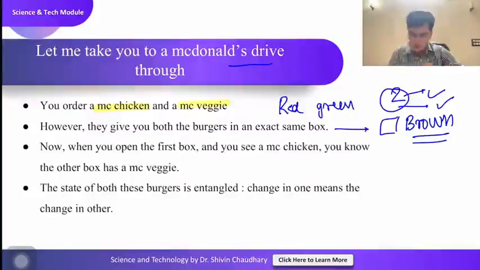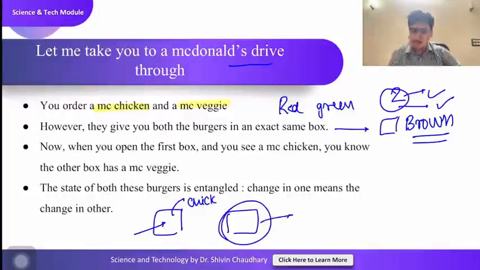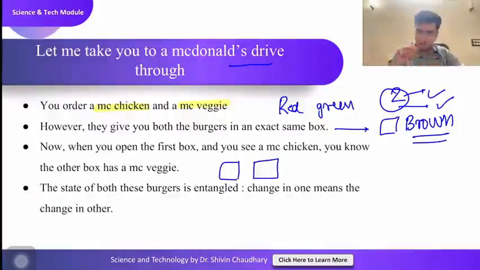But you know that this is one, this is two, one has McChicken, one has McVeggie. If I open the first box and I see that there is a McChicken inside, then I can look at the second box. Without opening the second box, I will know that this is a McVeggie, right? But before I open any of the boxes, I don't know which burger is where, right? Okay. Now you have two boxes. One has McChicken, one has McVeggie, right? If you open one, you'll know the other, but without opening, you don't know anything, right?